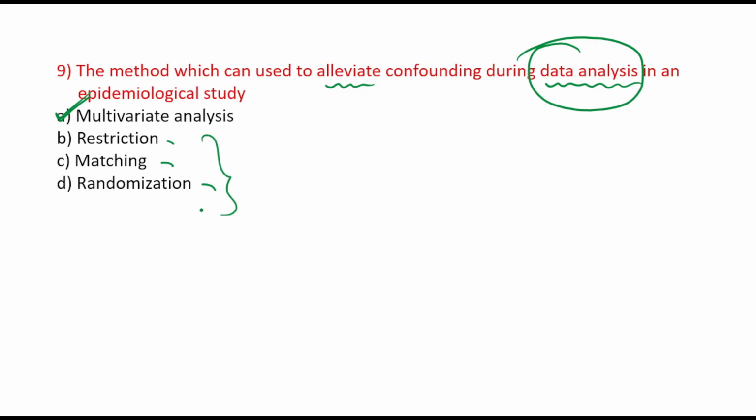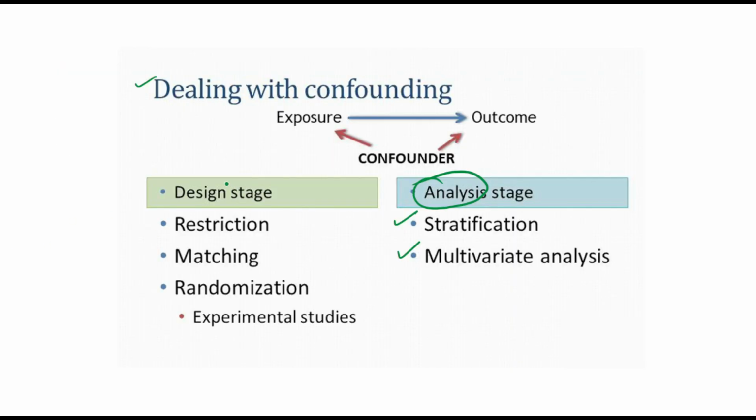So all these three come where? All these three come under the design stage, not the analysis stage. So please read the question carefully and keep this chart in mind. If they ask options of the design stage, or if they mention design stage in the question, then you have to select any of the options mentioned over here, like restriction, matching, or randomization. But if they have mentioned the analytical stage, as in this question, and they have given multivariate analysis as the option, so we have taken this.